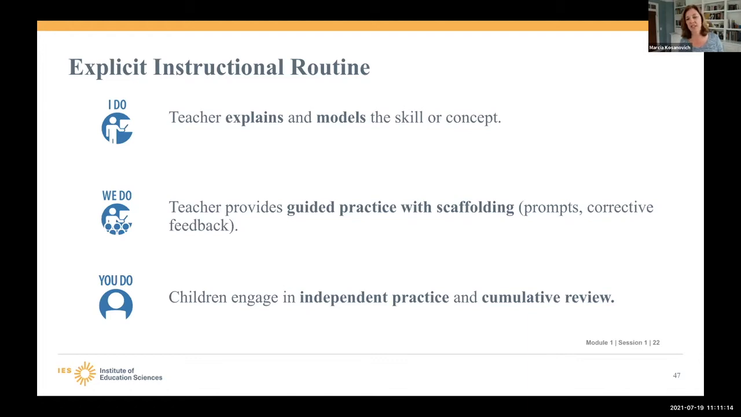Explicit instruction is used to introduce new skills or concepts. So it's important to provide cumulative review where children practice previously taught skills or concepts and thereby benefit from repeated practice. So cumulative review can be included during explicit instruction. For example, when you're practicing a new letter name and you include letter names that you have previously taught them, that's cumulative review. Cumulative review can also occur when children work independently at learning centers and when they're practicing those previously explicitly taught skills and concepts.